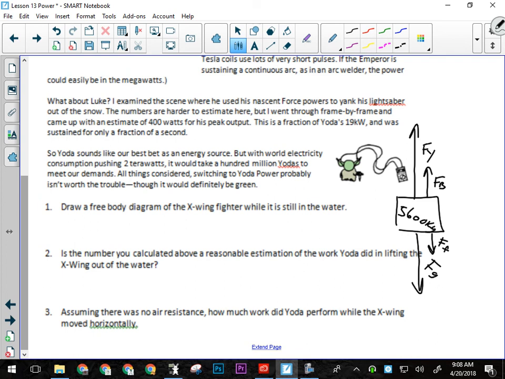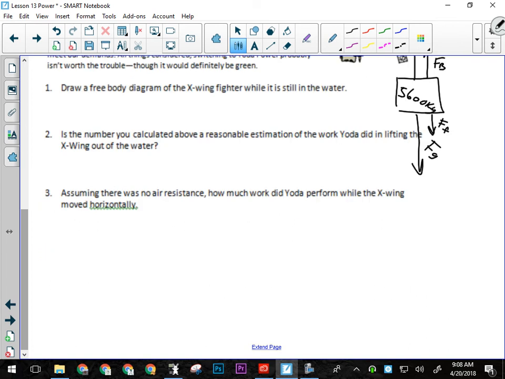So again, remember, this is the thing that we said is kind of the toughest thing in the unit, being able to visualize the situation and identify the forces that might be acting. Now, question number 3 is another one that's good for an energy review. Obviously, it takes energy to lift the X-Wing out of the water because we're increasing its potential energy by pulling it from under the water to above the water. But when Yoda moved it horizontally, assuming that it moved at a constant speed, which it seemed to, how much work does he do during the part where the X-Wing moves horizontally?